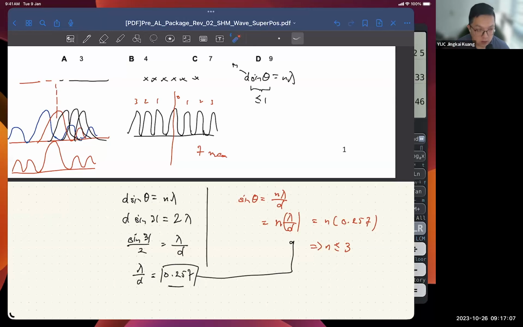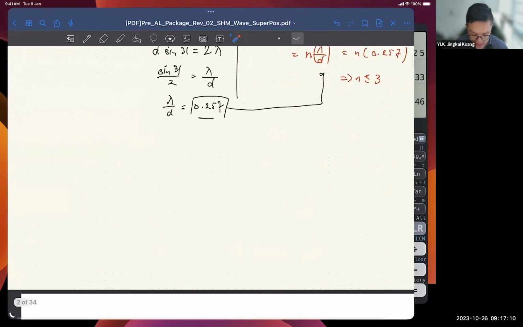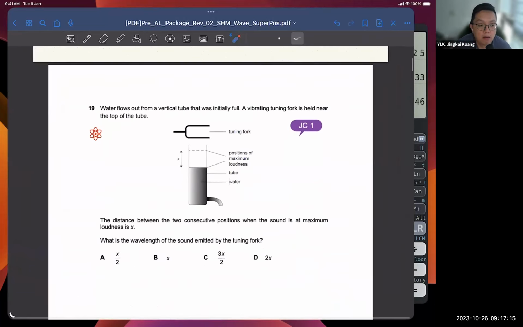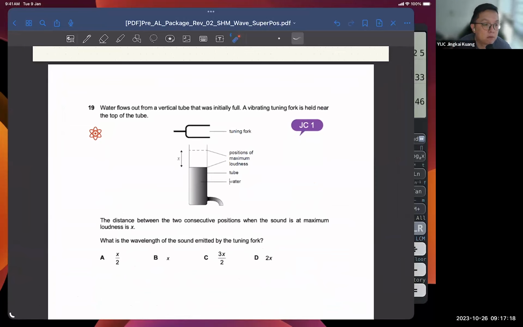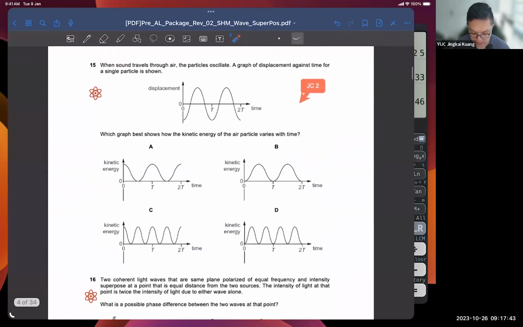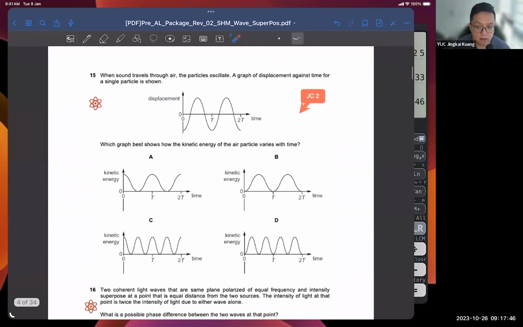Okay. Moving on. Do I need to talk about 19? Does 19 have any demand? No one wants 19, so I skip. Okay, skipping 19. 15 and 16.